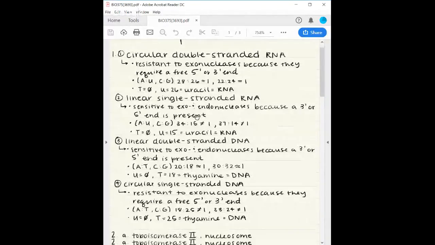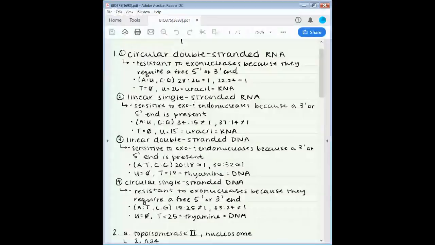For number 1, we were given the genomes of 4 different viruses, asked to identify the double-stranded versus single-stranded, whether they were DNA versus RNA, and whether they were circular or linear. So for genome 1, I said that it was circular. This was because it was resistant to exonucleases, meaning that exonucleases require a free 5' or 3' end, which the circular do not have. So I deduced that it was circular.